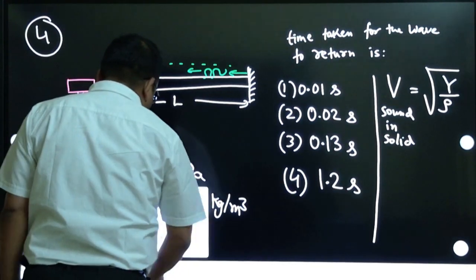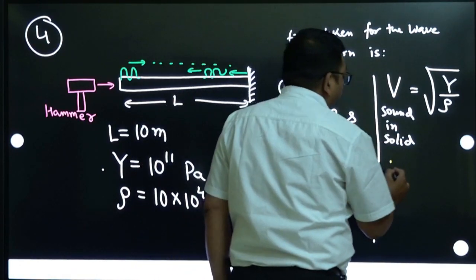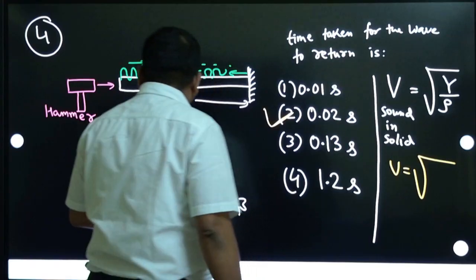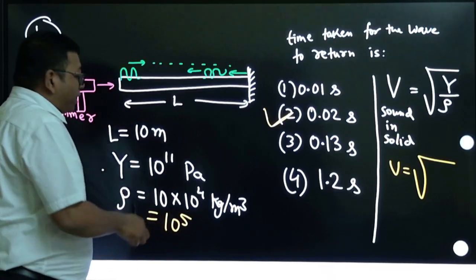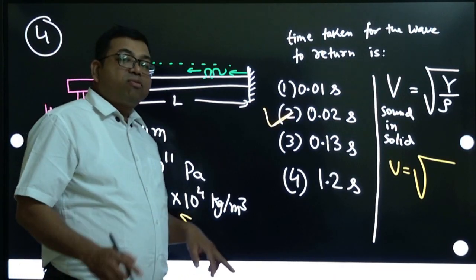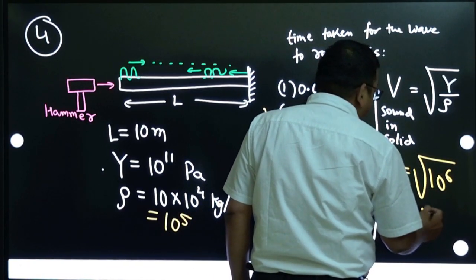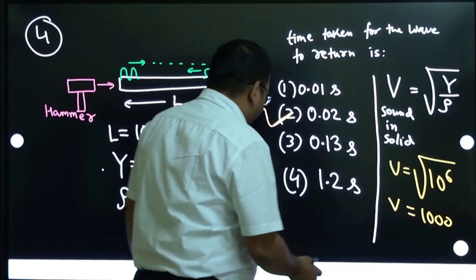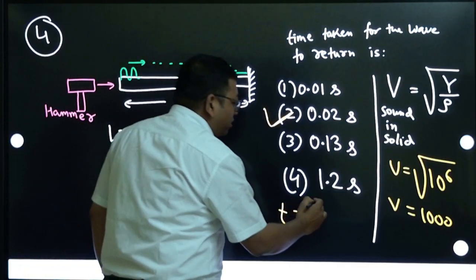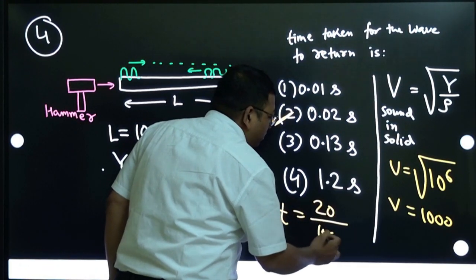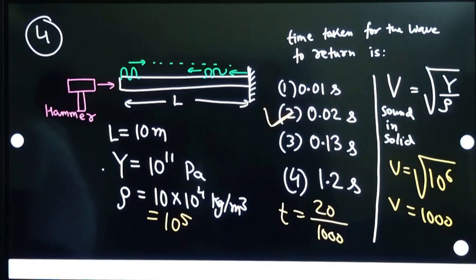Yes, that is right answer. Correct. Because speed becomes root under this Young's modulus and this. This is how much it is, 10 to the power 5. So when you divide 10 to the power 11 by 10 to the power 5, this is 10 to the power 6, right? 10 to the power 6 means it is 1000. So time is equal to distance by speed. 10 meter, 10 meter, 20 meter, 20 divided by speed, 1000. That is what it is. Okay, let us move to the next question.